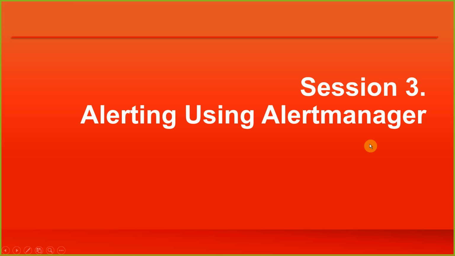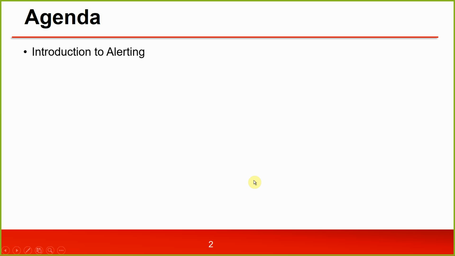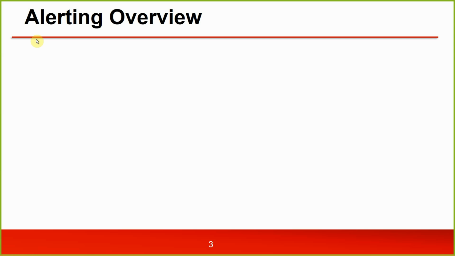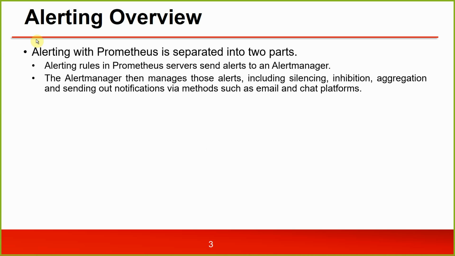Let's proceed. Session 3, alerting using Alert Manager. The agenda is introduction to alerting, Alert Manager, alerting rules, setting up alerts. Alerting with Prometheus is separated into two parts. Alerting rules in Prometheus servers send alerts to an Alert Manager. An Alert Manager then manages those alerts, including silencing of alerts, inhibition of alerts, aggregation, and sending out notifications via methods such as email or chat platforms.